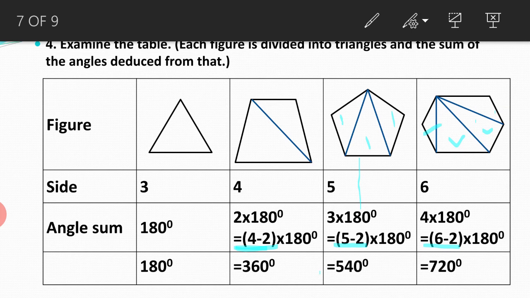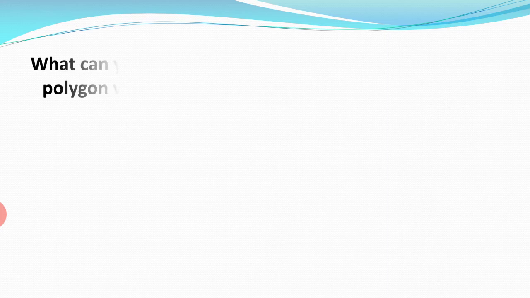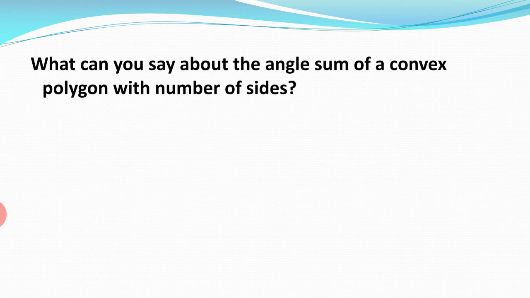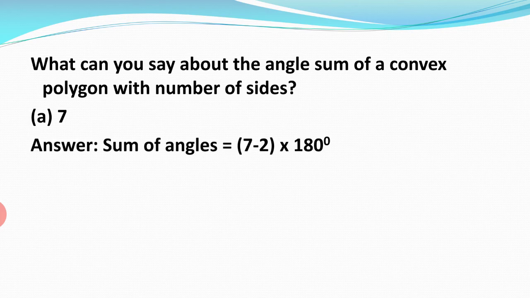Is it okay? So in the next part of the question, we are going to say, what can you say about the angle sum of a convex polygon with number of sides? Now the first is 7. So naturally it will be 7 minus 2 into 180, that is 5 into 180, that is 900 degree. Now the remaining 2 you can do. D I am going to explain.